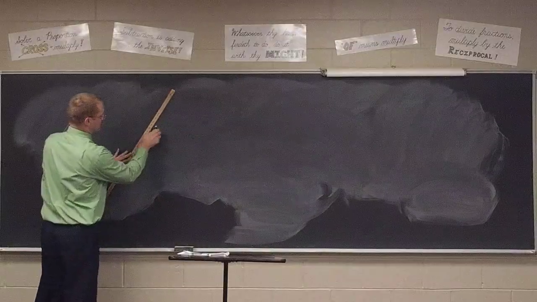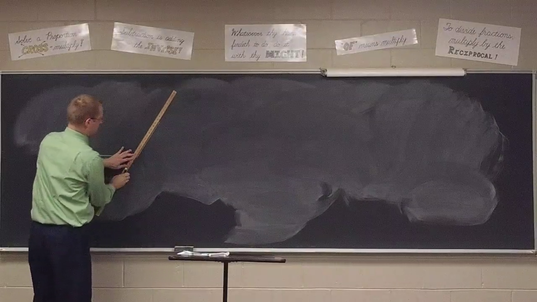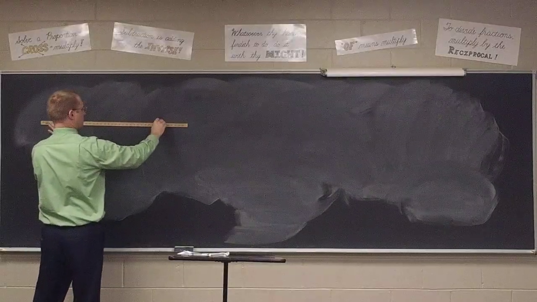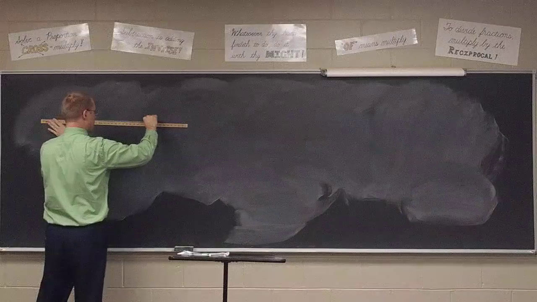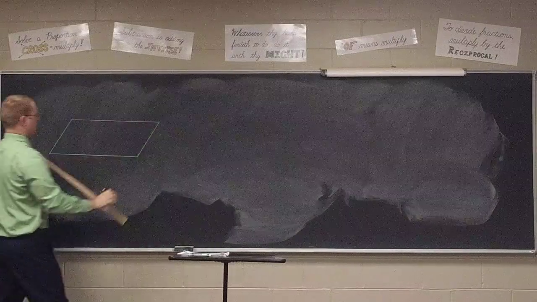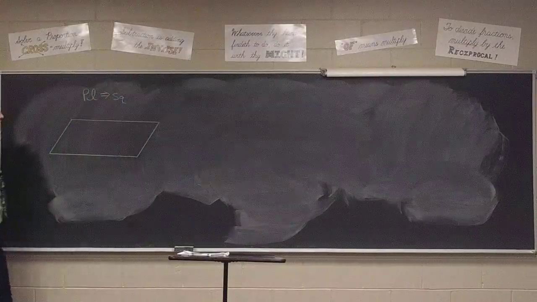How do we know? Because opposite sides have to be equal. You don't want to spend a long time trying to freehand it and make it look all nice that way when this is really pretty quick and easy. So there's my parallelogram. And I want to turn my parallelogram into a square.